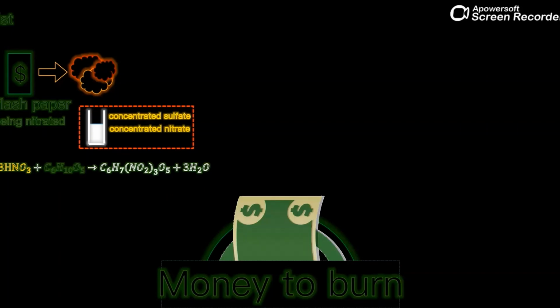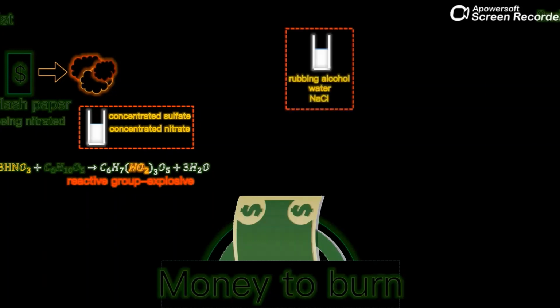Then, we'll see that the doctor uses real dollar bills. Okay, what happened there? The doctor soaked the paper in a solution of water, rubbing alcohol and a little bit of table salt. Then, put the dollar into flame. The alcohol burns, producing heat, light, CO2, water, and energy. The reaction is this.